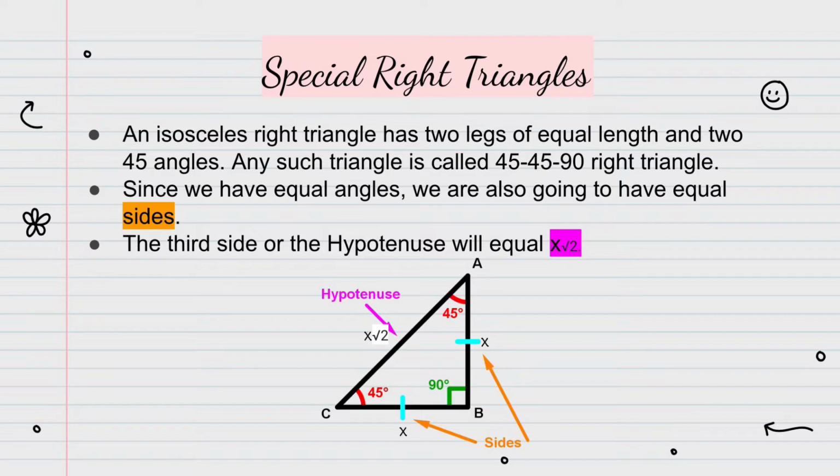Now let's talk about special right triangles. An isosceles right triangle has two legs of equal length and two 45 degree angles. Any such triangle is called a 45-45-90 right triangle. Since we have equal angles of 45 and 45, we are also going to have equal sides. The third side, or the hypotenuse, will equal x square root of 2.